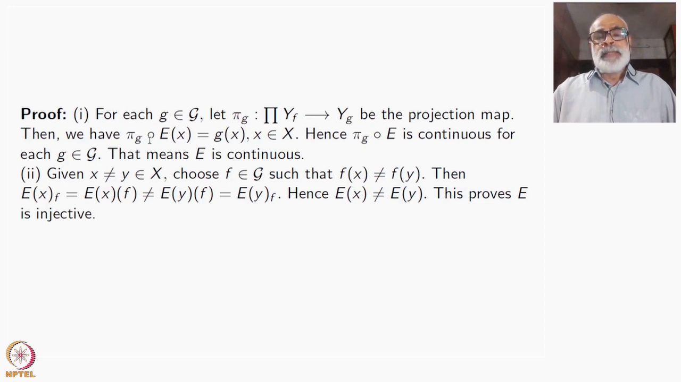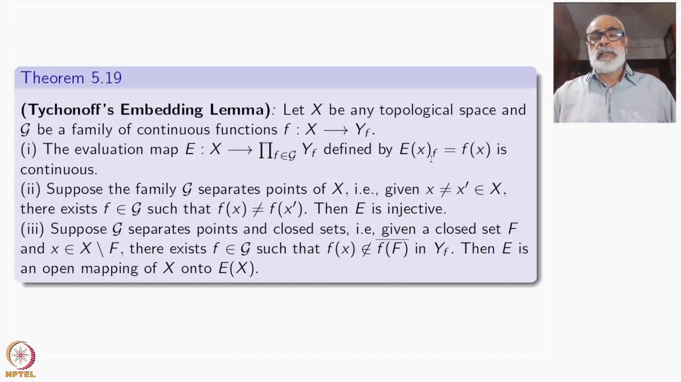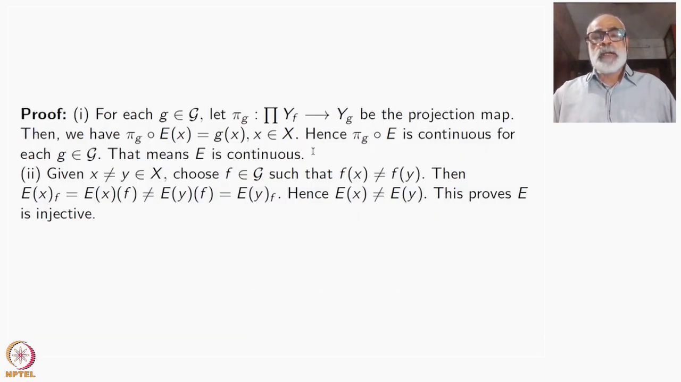Then pi g of E operating upon any point x is nothing but g(x) by definition. So the g-th coordinate is g(x). That is the definition of the point here, right? E(x) of f is f(x). Put f equal to g, that's what you get here. All right. What does that mean? That pi g composite E is the function g. That function g is continuous because we have taken all functions inside this G to be continuous functions. So this will just complete the proof that E itself is continuous.